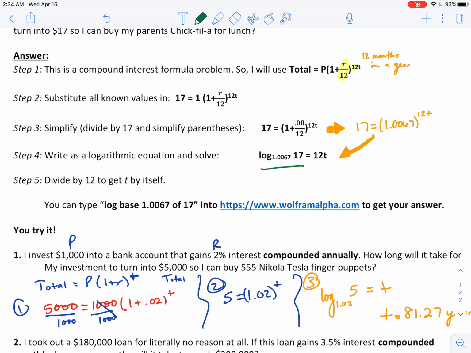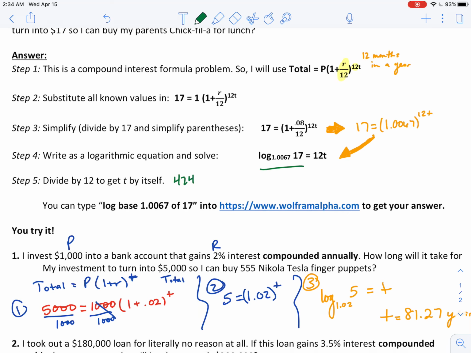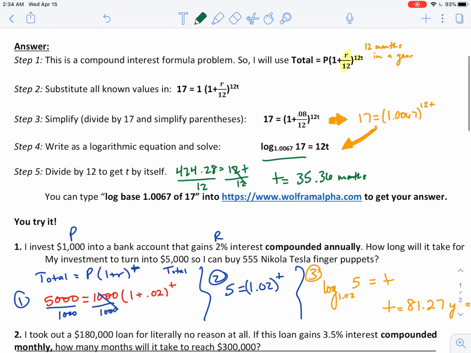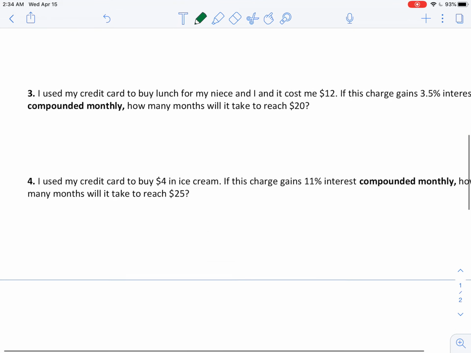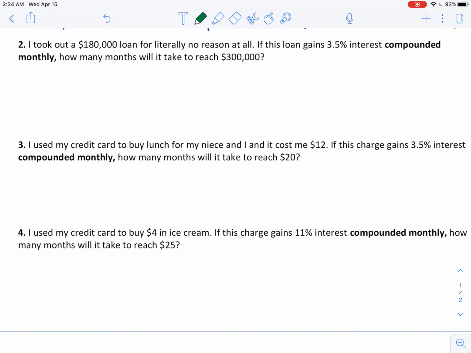And our very last step here, we're going to divide by 12 to get t by itself. So what we could do is just type this into Wolfram Alpha, log base 1.0067 of 17, and we get a decimal of 424.28 equals 12t. And then we would just take that number divided by 12. So divide both sides by 12. We get t is 35.36 months. So 3 years, only 3 years. That's really not so bad.